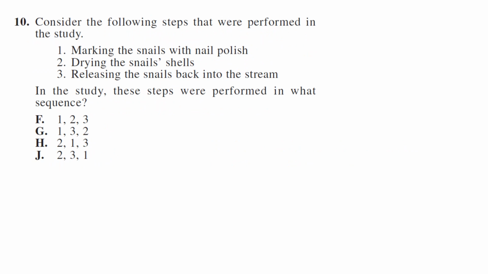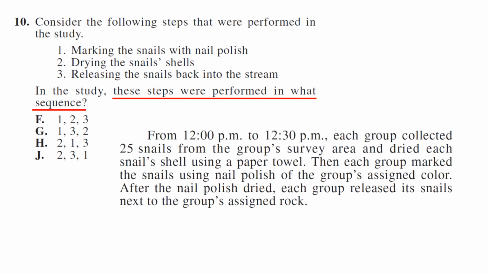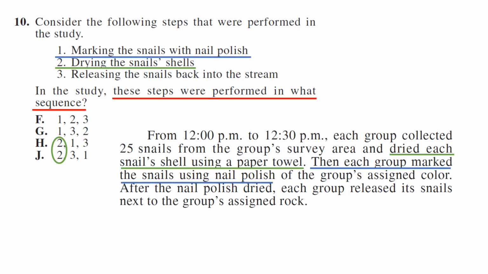Consider the following steps that were performed in the study. In which sequence were they performed? So here's the reading, right? I told you some of these would come from the reading in this section. So what did they do first? Well, they dried the snail's shell using a paper towel. So we can eliminate choice F and G. Then they marked the snails with nail polish, and finally they released them back into the stream. So your answer is H.